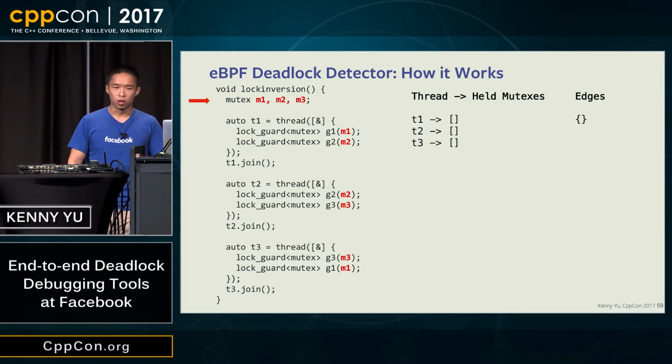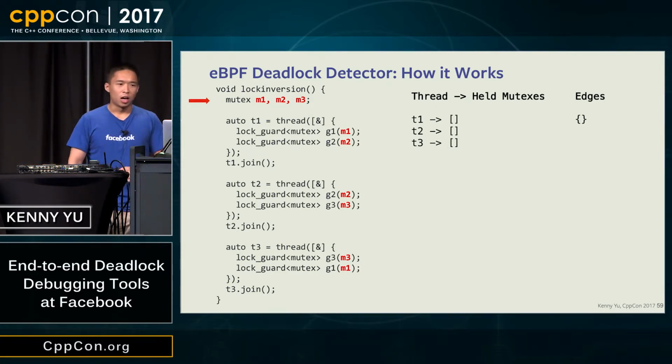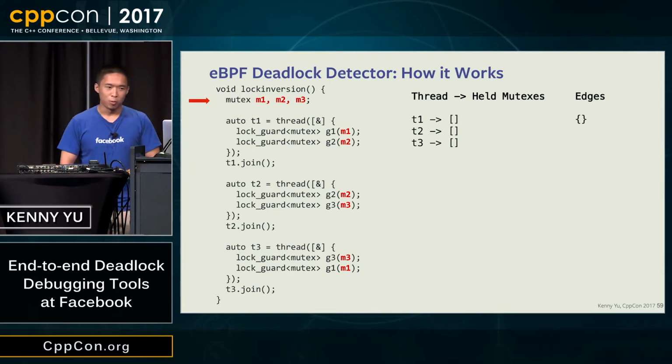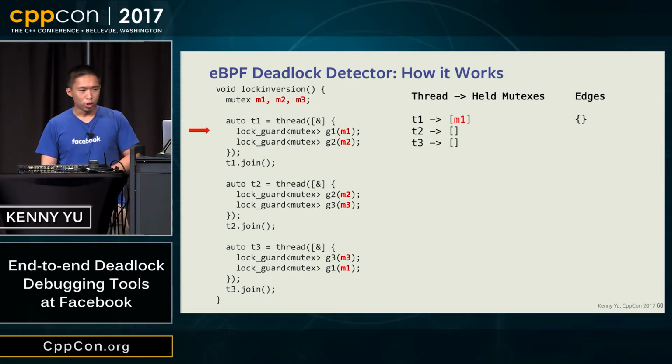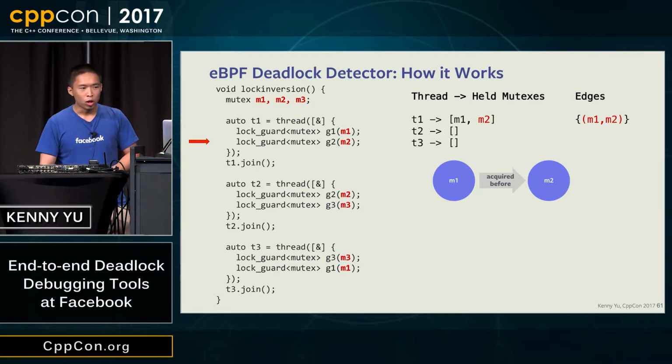So what happens in our custom hooks for pthread mutex lock and unlock? I'll explain it by stepping through a program. So first, the data structures on the right. These are the data structures we're exporting from the kernel to user space. For each thread, we maintain a list of mutexes currently locked by that thread. And then we also maintain a separate list of edges, which I'll explain in a moment. So thread 1 acquires mutex 1. We add it to our list. Then, while holding mutex 1, thread 1 acquires mutex 2. As a result, we add the edge M1 to M2 into our graph.